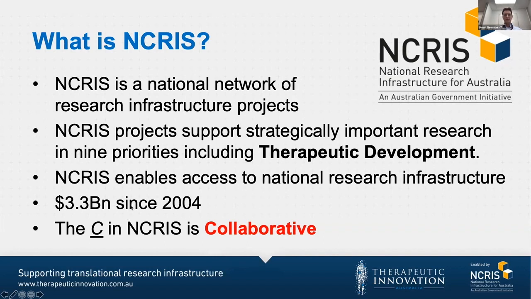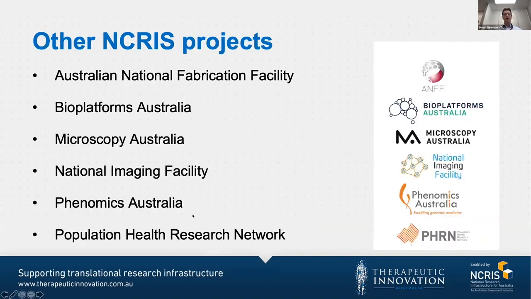What I do want to note is that the C in NCRIS is collaborative. Now, why do I mention that? Because operating alongside us is really an extended family of NCRIS projects that are also related to that therapeutic development priority. Now, in no particular order, I'd like to acknowledge that we have the National Fabrication Facility that specialises in fabrication and rapid prototyping, 3D printing, and suchlike. Bioplatforms Australia focuses on omics and characterization and bioanalytics.